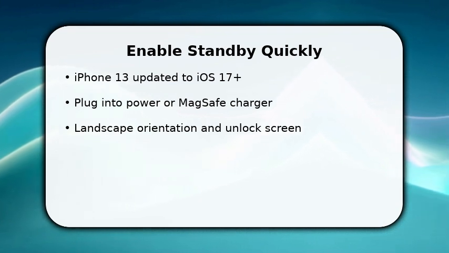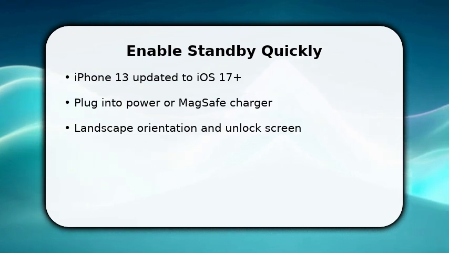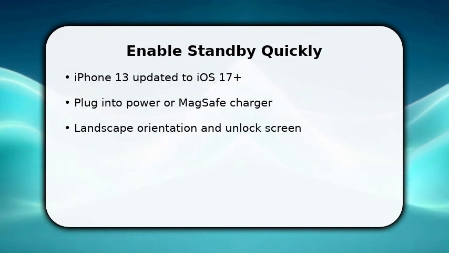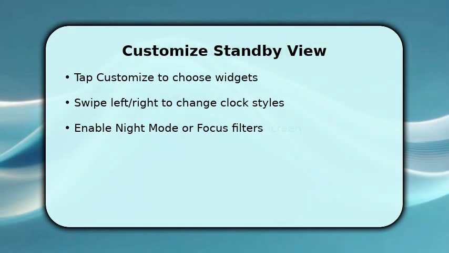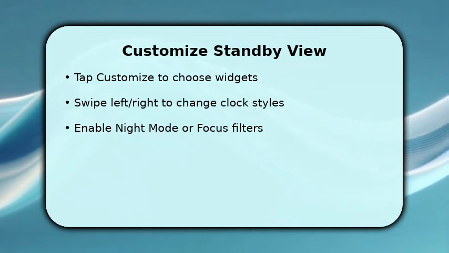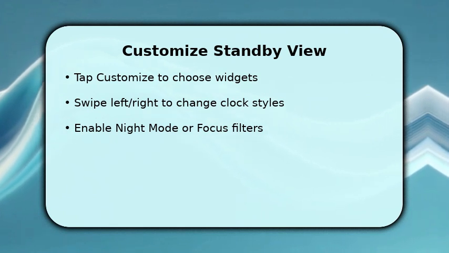You're starting the mode now because it uses landscape layout for widgets, clocks, and notifications, so set the phone down with the camera oriented to the right or left for best alignment. Once done with orientation, tap the bottom Customize button to pick widgets and clock designs. You'll see options for weather, calendar, and smart stacks.